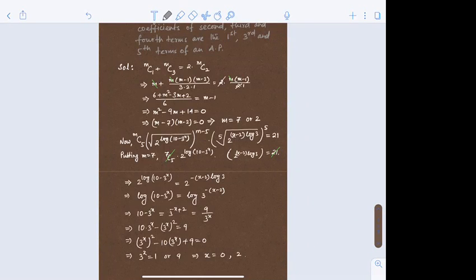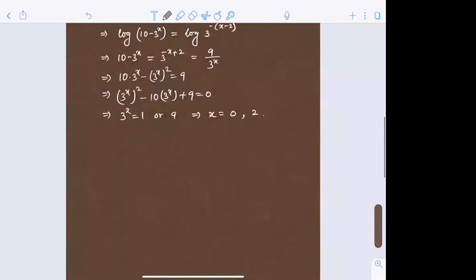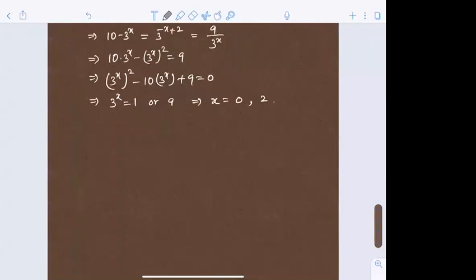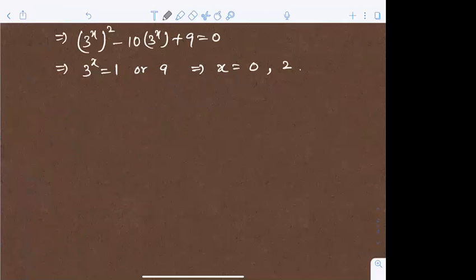ঠিক আছে, বোঝা গেছে তো? হ্যাঁ স্যার। তাহলে আরেকটা কোশ্চেন করা যাক. Let us do another question here.